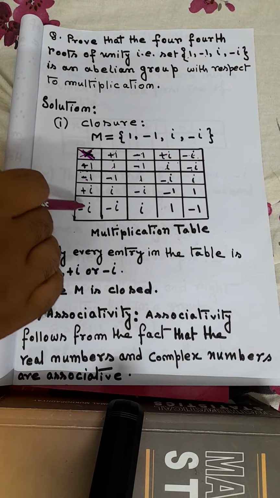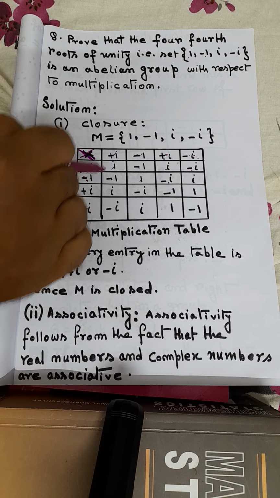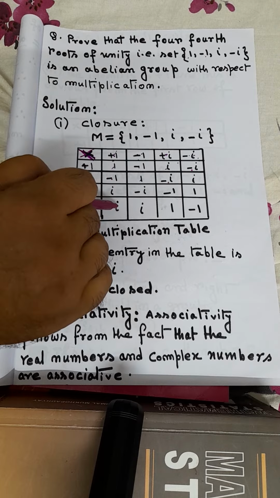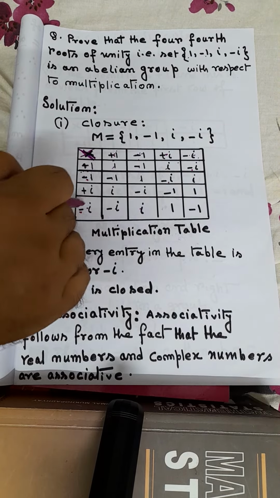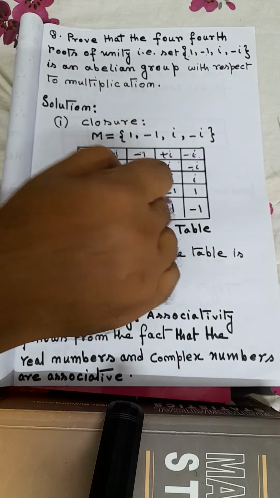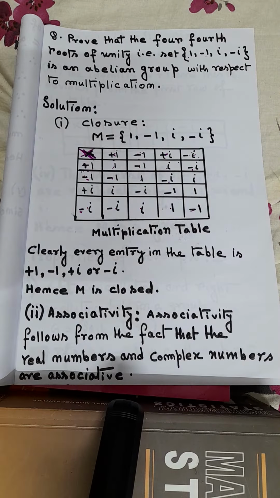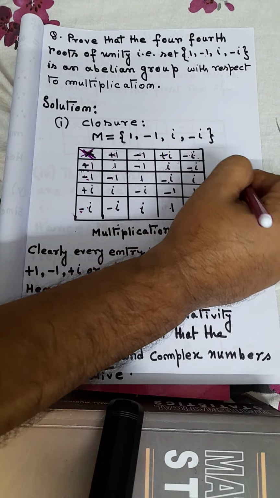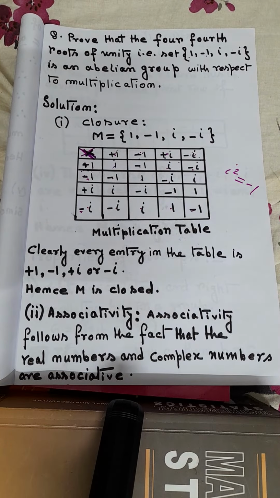Right? Similarly, in the fourth row of first column, we put minus I. Then we multiply minus I into plus 1. What will we get? Minus I. Minus I into minus 1, we will get I. Minus I into plus I, we will get 1, correct? Minus I into minus I, we will get minus 1, correct? Because I square equal to minus 1. We know I square equal to minus 1, correct?